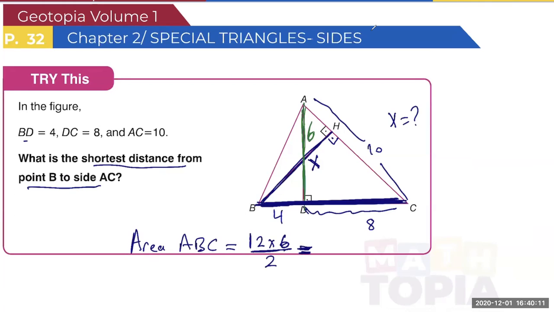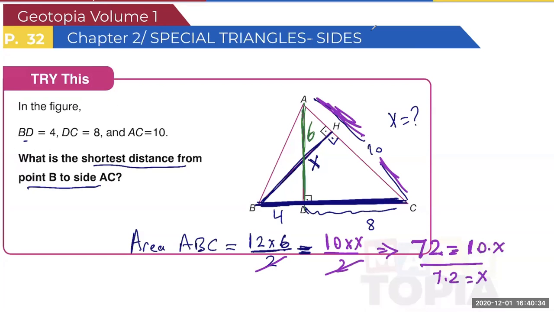What's the second way to represent it? Using the other base and height, in this case AC, which is 10, and the height is x, so 10 times x over 2. Then 12 times 6 is 72, right? Yeah, so 10 times x would be 72, and x is 7.2. That seems a nice solution, understandable and clear. Great.